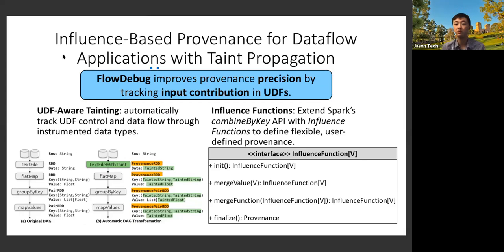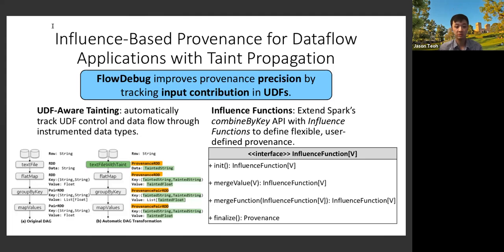Hello, everyone, and thank you for coming to the lightning talk on influence-based provenance for data flow applications with taint propagation. To give a quick recap of the recorded presentation, we presented our tool, Flow-Debug, which is an enhanced provenance debugging tool. The key debugging question that Flow-Debug and many other provenance-based systems attempt to answer is, given a suspicious output or outputs, what are the corresponding inputs? Compared to traditional provenance techniques, Flow-Debug improves the provenance precision through its key insight of taking into account the user-defined functions, or UDFs, and the specific input contributions through these UDFs.